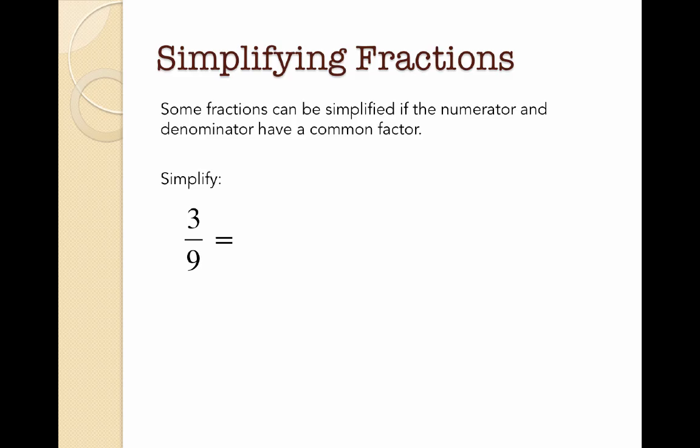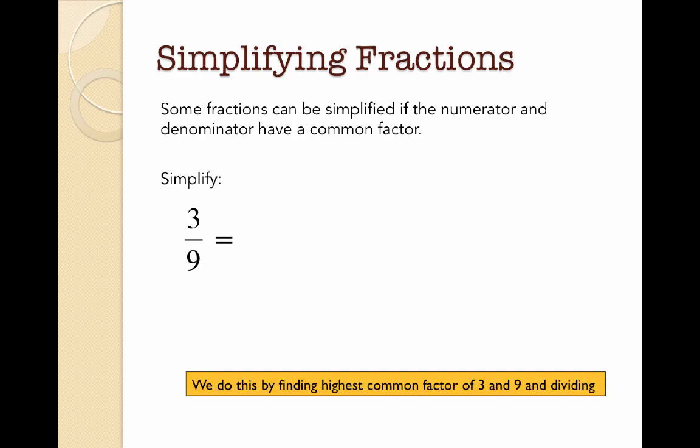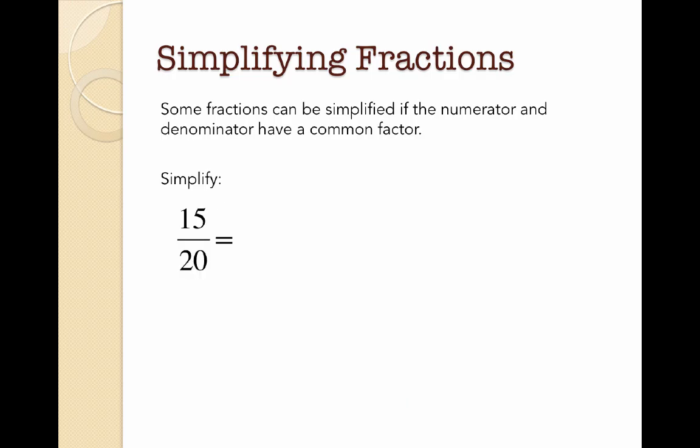Let's take a look at 3/9 and see how we're going to simplify this. What I want to do is find the highest common factor of 3 and 9 and then divide. I can see that 3 will divide evenly into 3 and 9, so that is what I'm going to be dividing by. 3 divided by 3 will give me 1, and 9 divided by 3 will give me 3. This means that 3/9 can be simplified to 1/3. They are the same size. They just use smaller numbers.